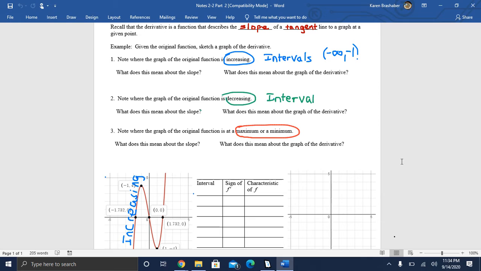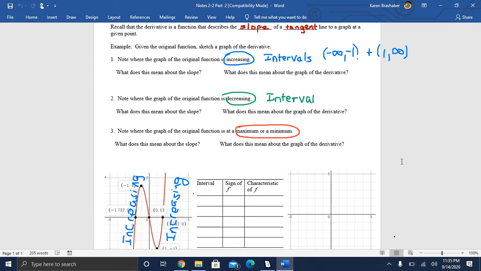But this graph is also increasing in this section right here. It's going up as we look at it from left to right. So again, increasing. And that begins, and I know you can just barely see this, but the x is at -1, or excuse me, at +1. So at +1, and then continuing on to infinity. So those are the x intervals. The intervals are always representative of x's.